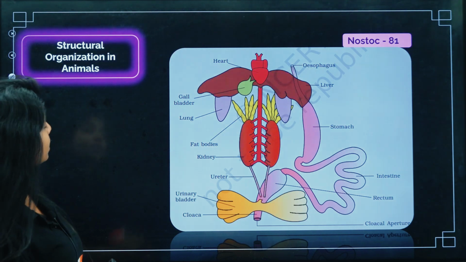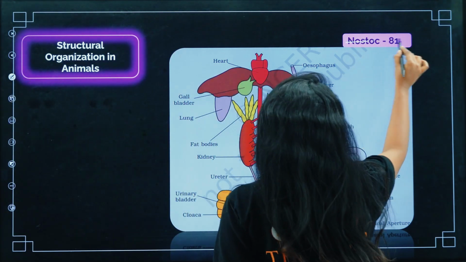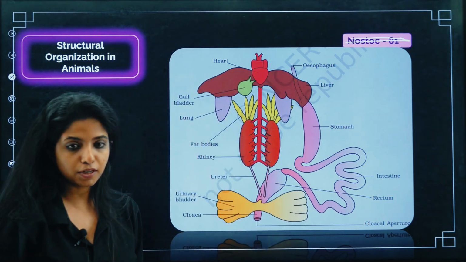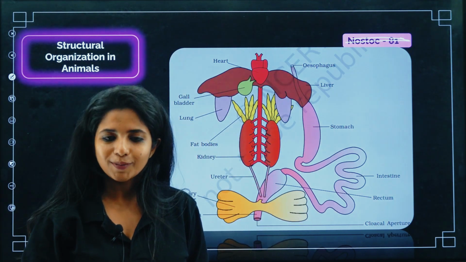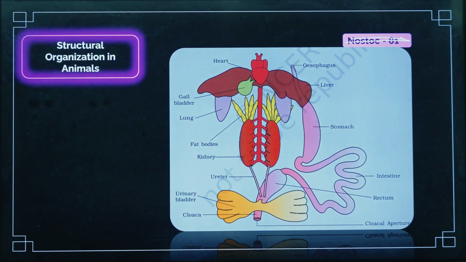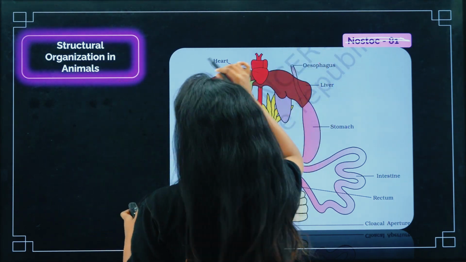Now structural organization in animals. I have messed up with this particular thing. On what page number does it fall? Can you just give me a second? I'll tell you what page number it falls on. Over here I have it. Yes, so it's on page number 81.